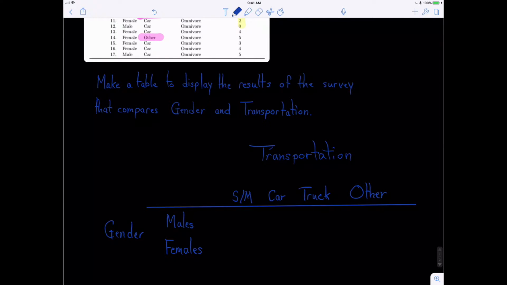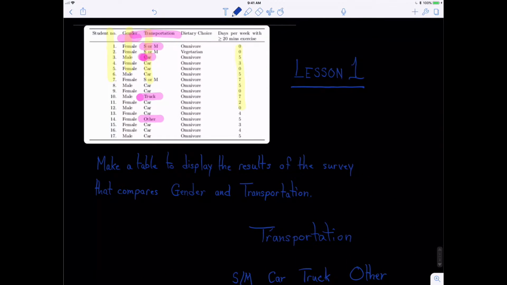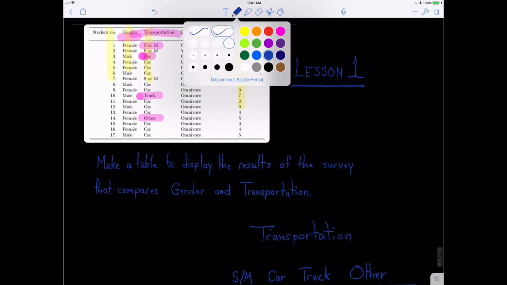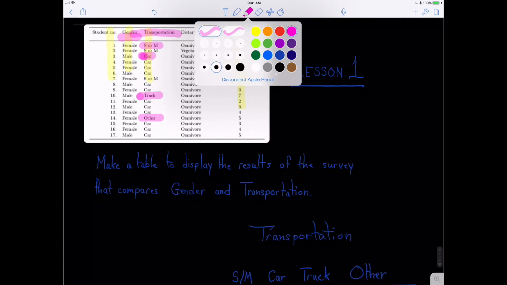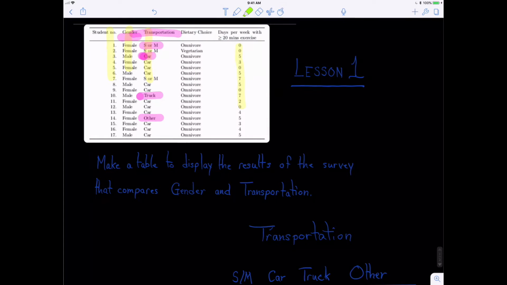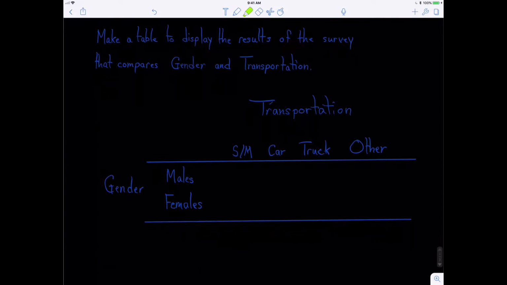And we're going to clean it up as we go through this. There's a few steps to making a nice table, or a complete table. So what I'm going to do is let's use a light green highlighter to denote when we've categorized that person. So here we go. Our first person is female SUV or minivan. So what that means is, now to make a good table, let me come back. Let's do this.